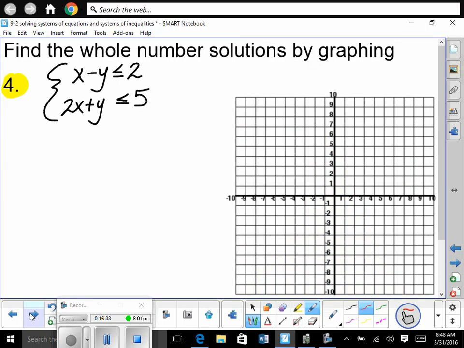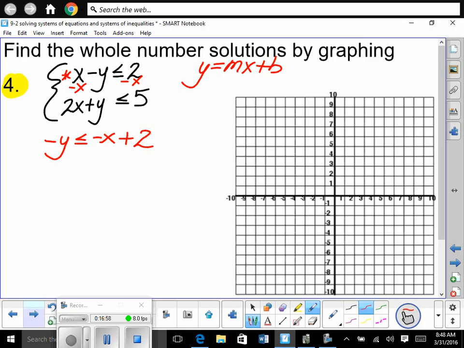Number 4. So it says, find the whole number of solutions by graphing. So we're graphing lines. Lines have the form y equals mx plus b. So you're going to have to fix some of them. So we're solving for y on this top one. So we're going to subtract x from both sides. So I'm going to write it down here. So we have negative y is less than or equal to negative x plus 2.